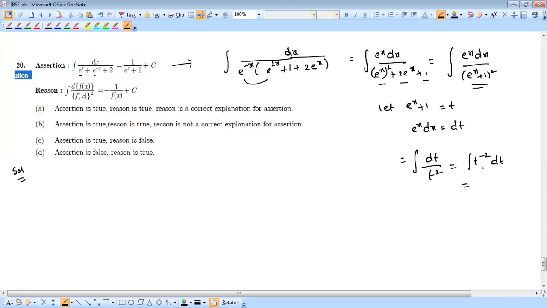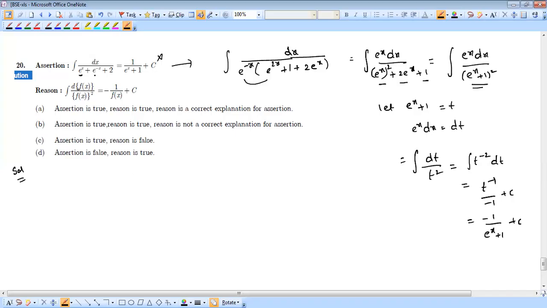It means t power minus 1 by minus 1 plus constant. Minus 1 by t, so minus 1 by e power x plus 1 plus constant. But if you see here, minus 1 by e power x plus 1, the minus is missing. So this is the wrong option.